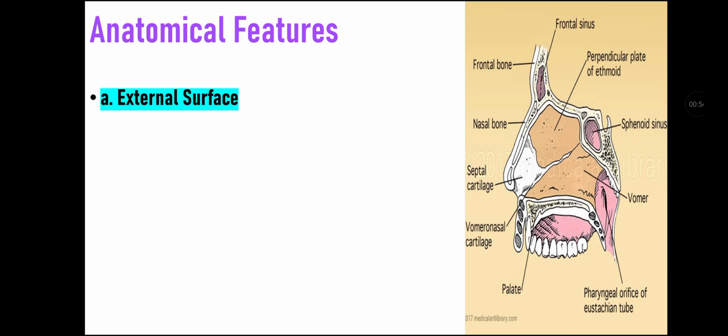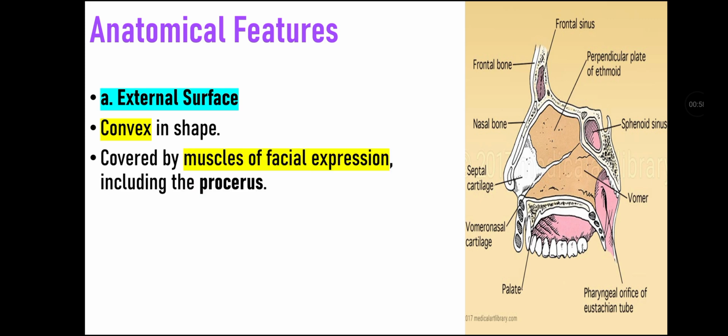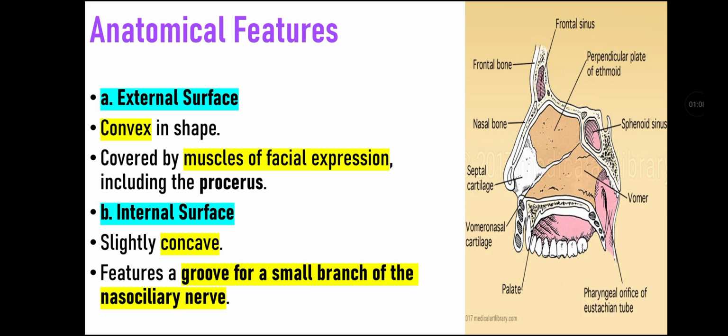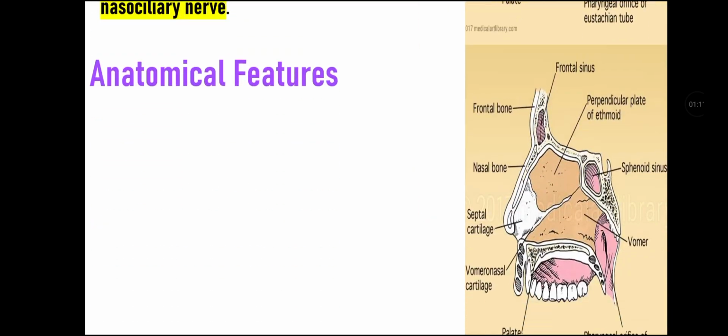Anatomical features of nasal bone. First, we will talk about its external surface. That is convex in shape. It is covered by muscles of facial expression, including the procerus. Second, we will talk about its internal surface. That is slightly concave. It features a groove for a small branch of the nasociliary nerve.